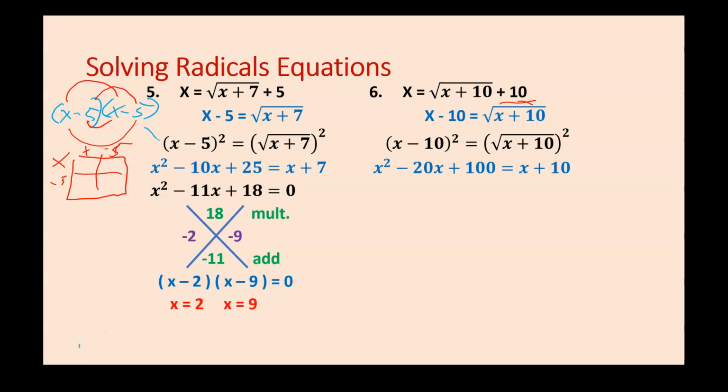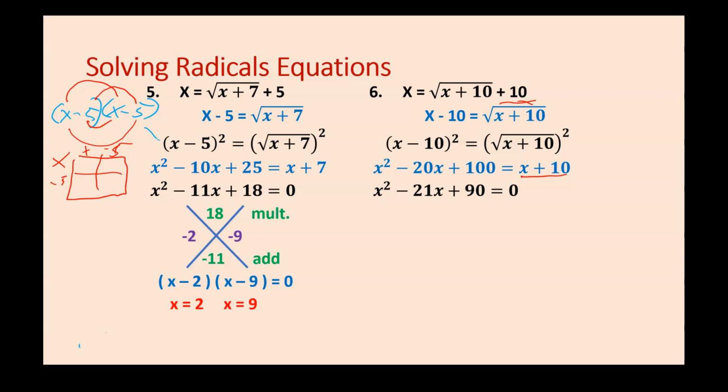We want to set the equation equal to 0 in order to solve for x. So we're going to subtract x from both sides, and we're going to subtract 10 from both sides so that we can make the equation equal to 0. So when we do that, now we have x squared minus 21x plus 90 is equal to 0.